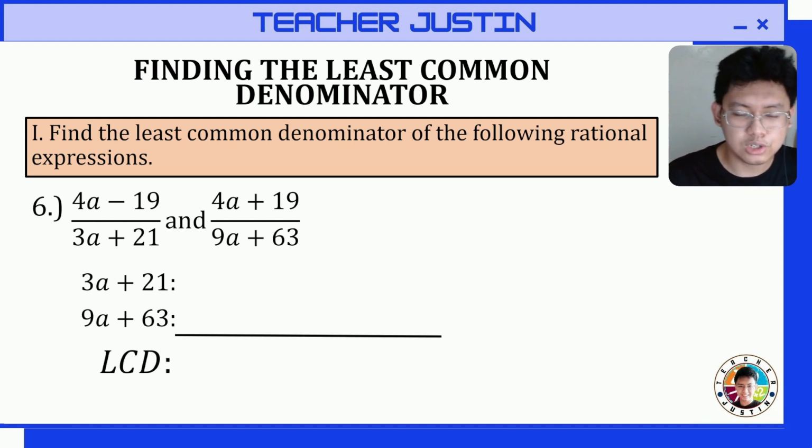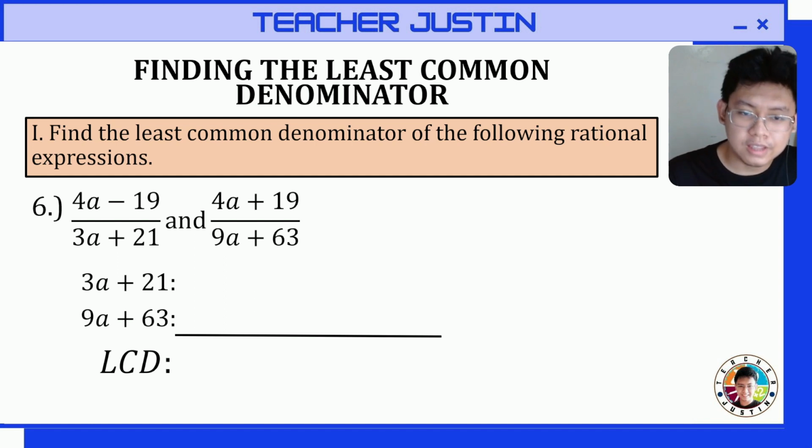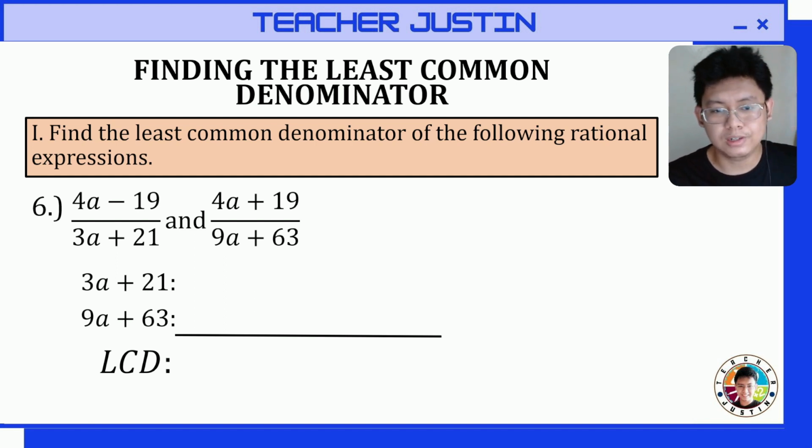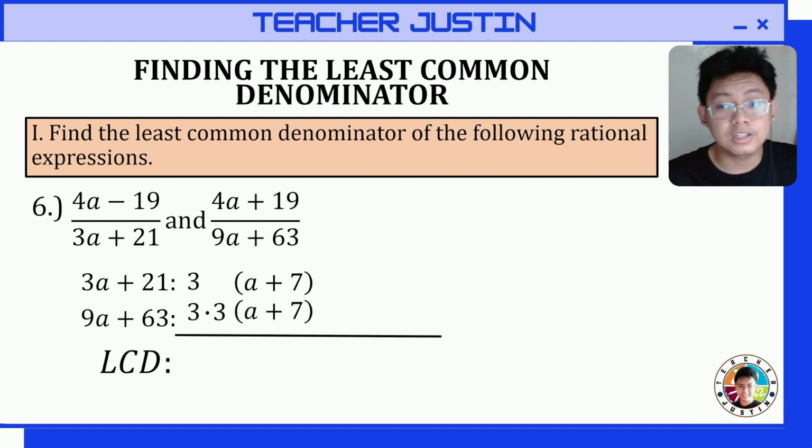So, kunin natin yung least common denominators nila. So, to get the least common denominator, we have to get the factors of our denominators. So, si 3a plus 21, pwede natin siyang i-factor using common monomial factoring. So, yung common factors niya will be 3 and yung other factors niya will be a plus 7. Tapos, si 9a plus 63 naman, okay, we can factor this using common monomial factoring din. So, yung common factors niya will be 3 times 3 and the other factor will be a plus 7.